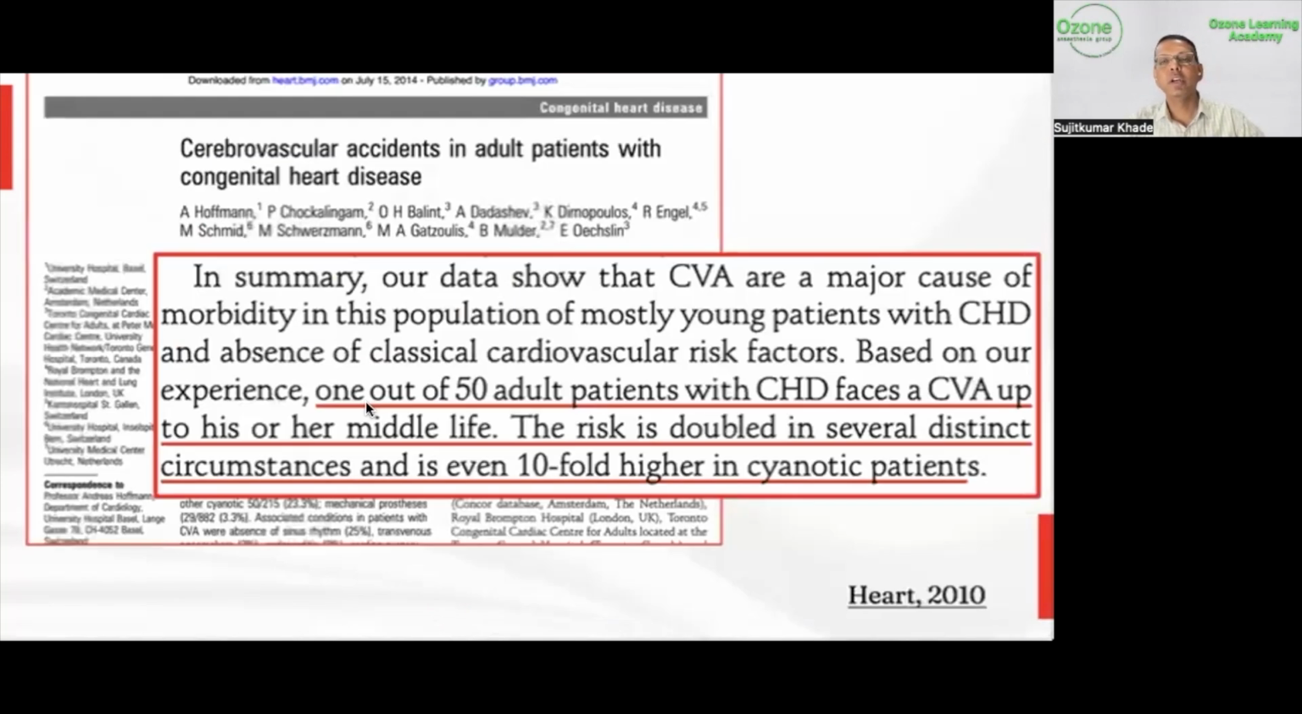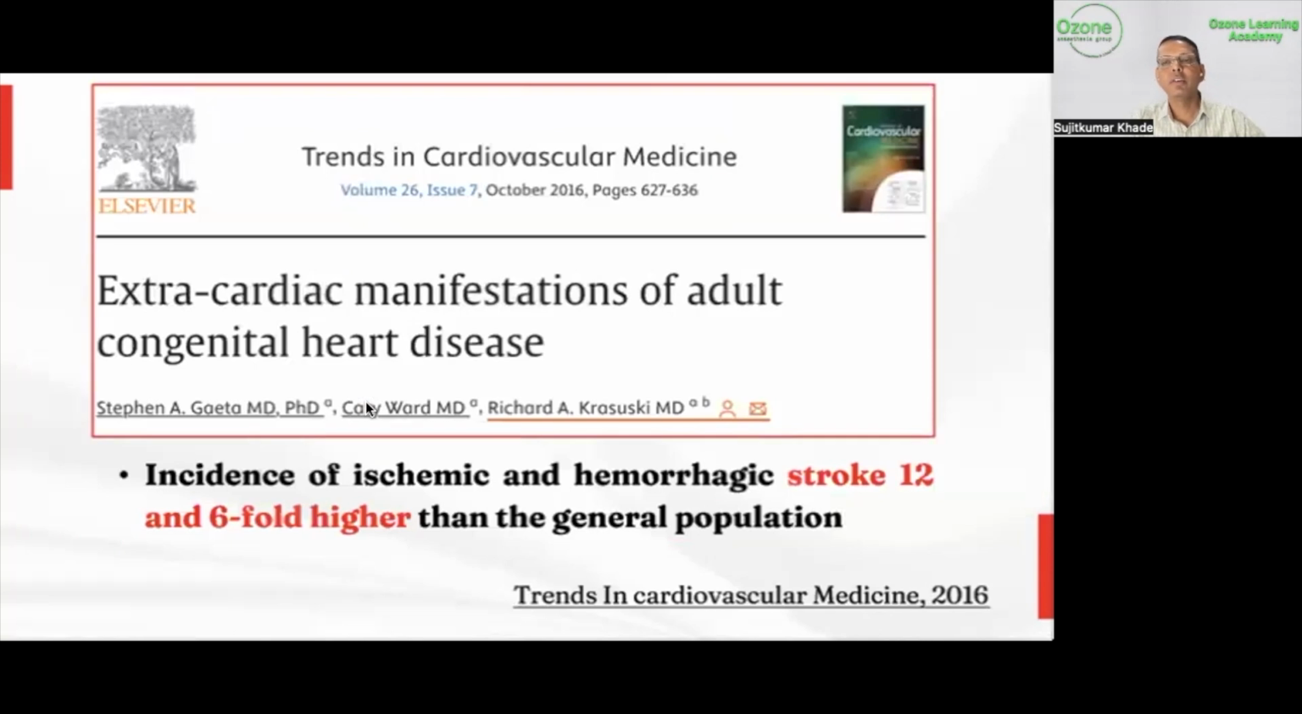This article, which was published in 2010, clearly mentions that cerebrovascular accident is a major cause of morbidity in congenital heart disease patients, and the risk of CVA is tenfold higher in cyanotic patients. Extracardiac manifestations of adult congenital heart disease, an article published by Dr. Stephen in 2016, mentions strikingly high rates of stroke in adult congenital heart disease patients. Among 30,000 adult congenital heart disease patients, 9% of men and 7% of women suffered stroke before age 65, with an incidence of ischemic and hemorrhagic stroke 12 and 6-fold higher than the general population.